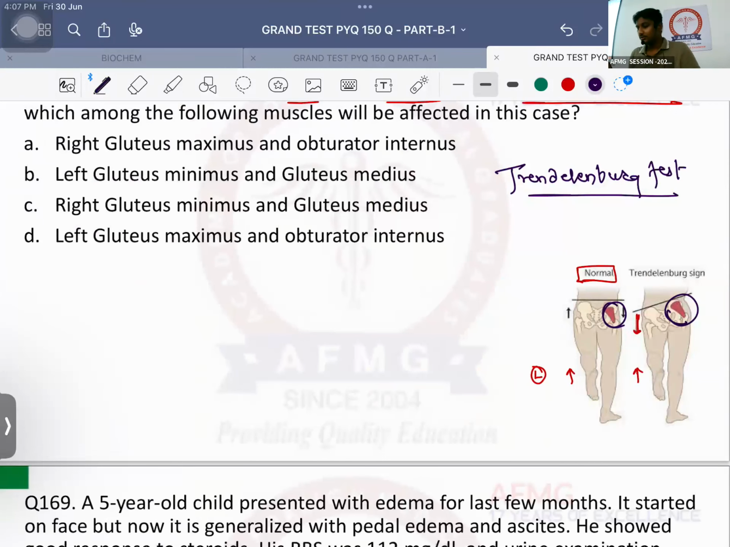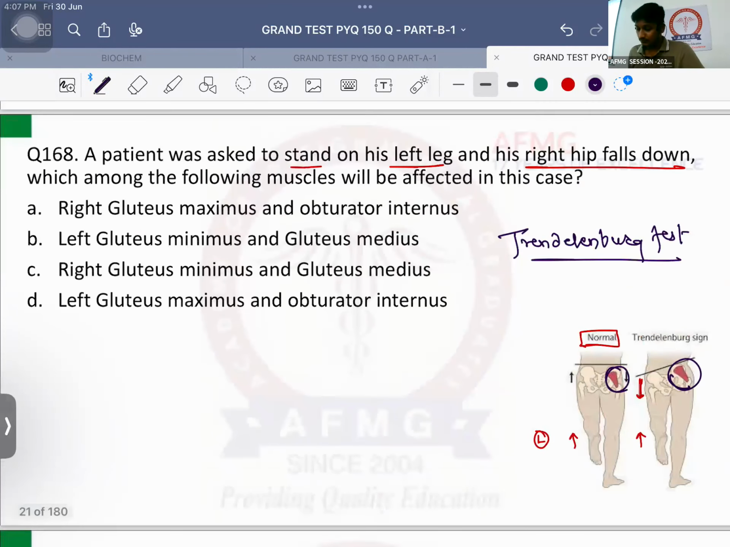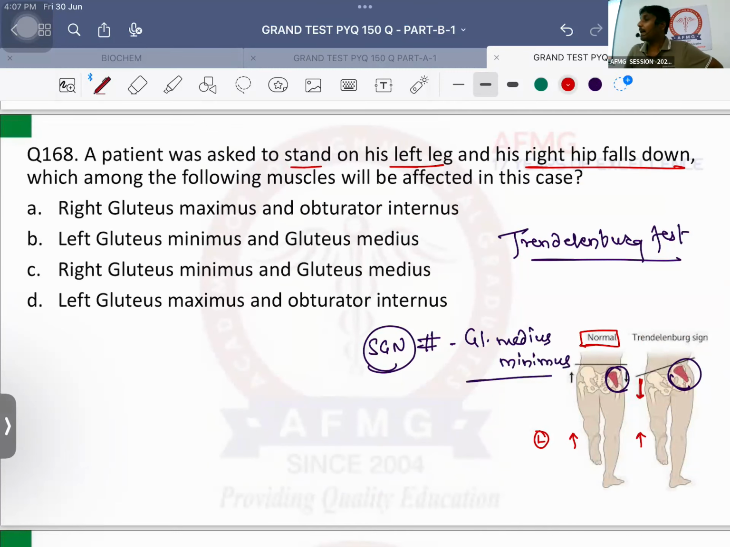Voice is not heard. I hope now the voice will be fine. So the gluteus medius and gluteus minimus both are innervated by which nerve? Anybody? Very good. They are innervated by the superior gluteal nerve. In superior gluteal nerve injury, definitely there will be weakness or palsy of gluteus medius and gluteus minimus, whereas gluteus maximus is supplied by the inferior gluteal nerve.